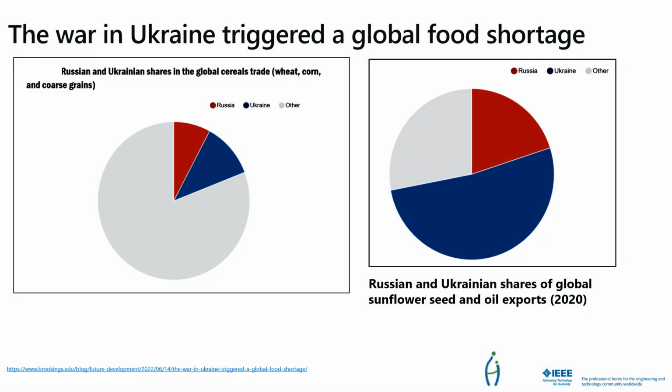In order to study, for instance, the war in Ukraine, we apply unsupervised data science techniques, for example clustering techniques, to see the influence of the food shortage resulting from the Russia-Ukraine war. Here you can see the Russia-Ukraine shares in global cereals: wheat, corn, and coarse grains. And on the right side, you can see the Russia-Ukraine shares of global sunflower seed and oil exports in 2020.